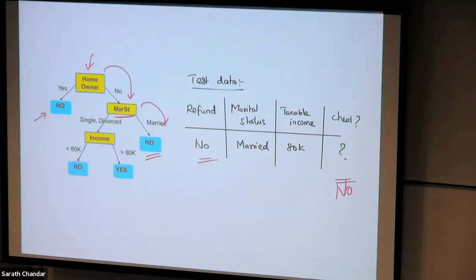Is that clear? Similarly, if the person is single or divorced, then you go check the income. If the income is less than 80K, they will not cheat. This is a weird rule. It says if the income is more, they might cheat. But this is not a true decision tree. This is just an example. Is it clear?